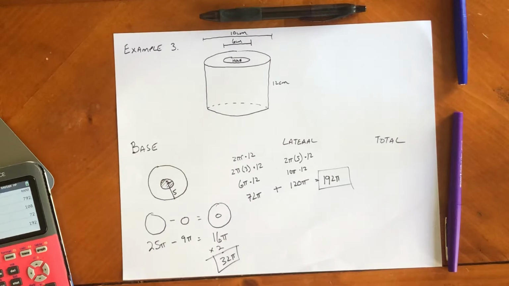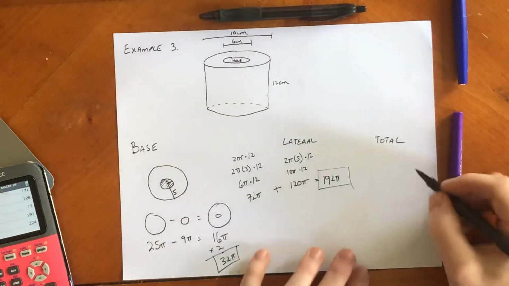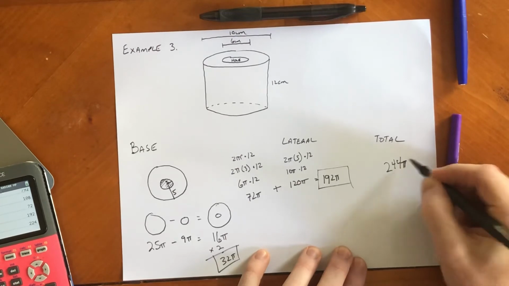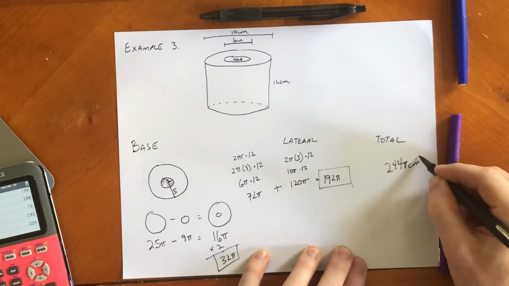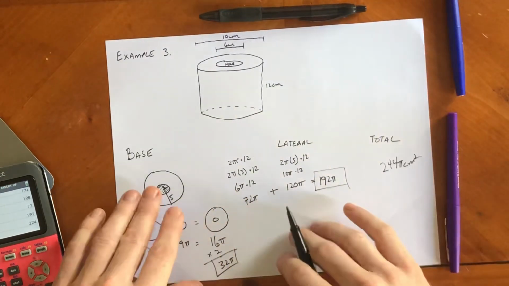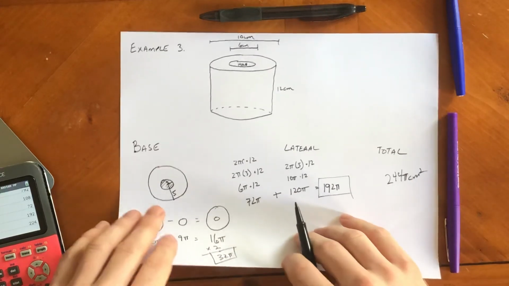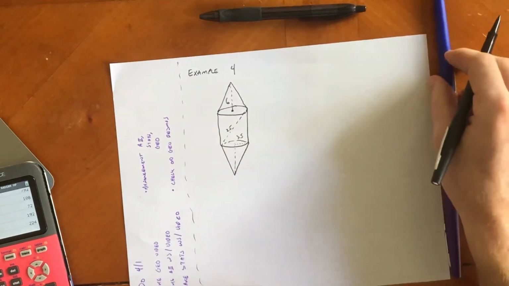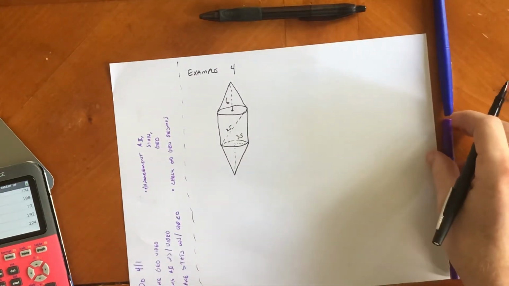So 192 plus 32 gives me 244 pi, and our units here are centimeters squared. Cool. So again, we've had 3 prism type problems so far because we've had 2 bases, right? Last one here. So this one we actually have more of a cone type problem, right?